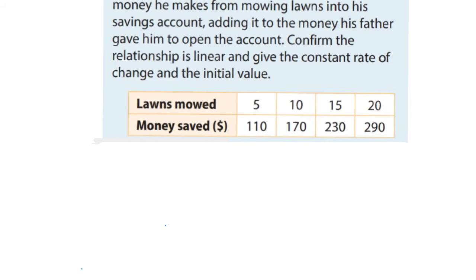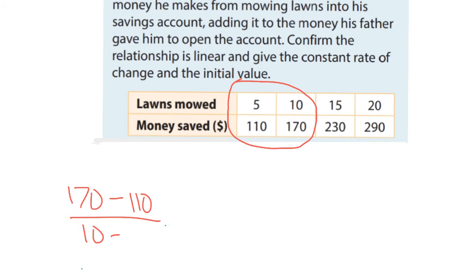So when you confirm that the relationship is linear, you're finding the rate of change. And if it is constant, then it would be linear. So let's first find the rate of change for this set of data. You'll take 170 minus 110, 10 take away 5, you have 60 divided by 5, and that would be 12. So the first rate of change I found is 12.